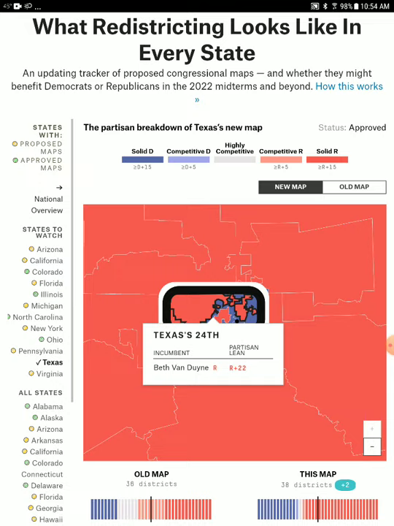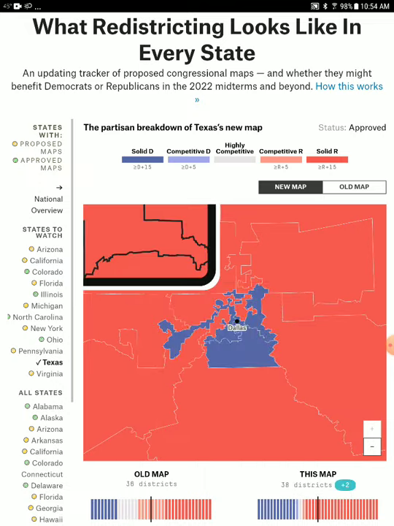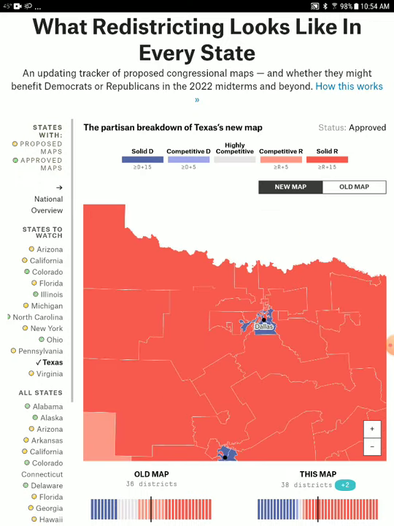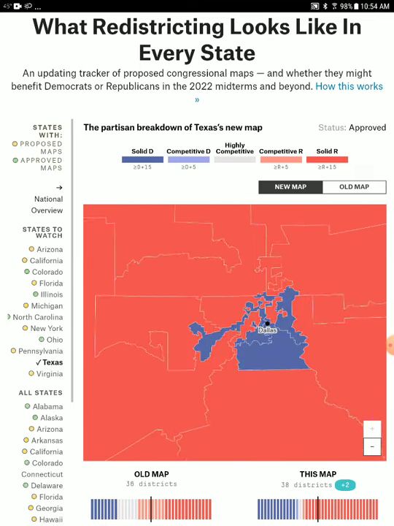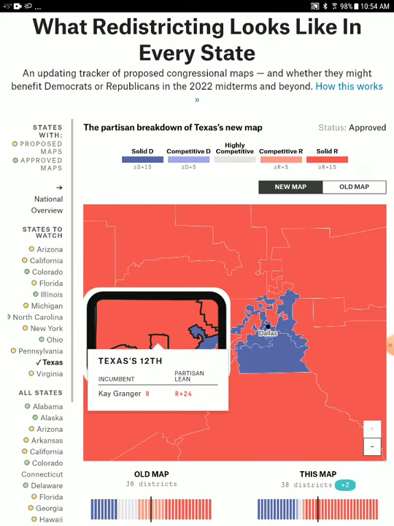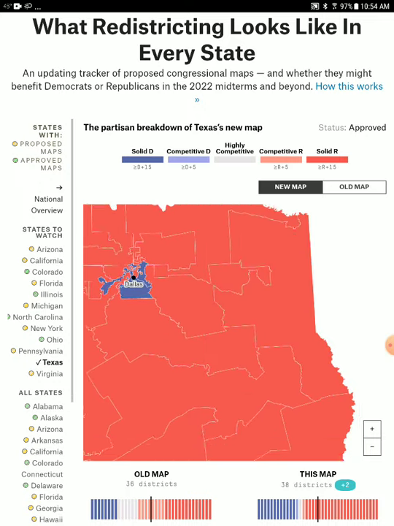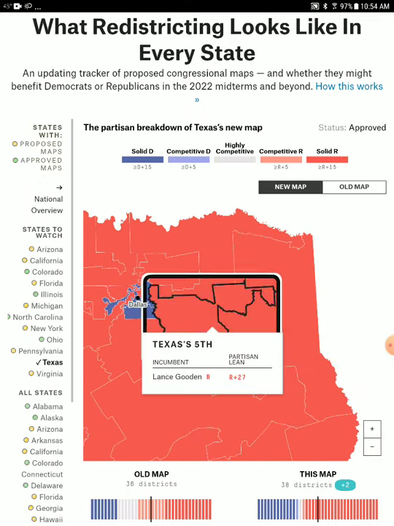Texas's 24th is another really bad one. We have this more rural area, then we have a bunch of patches in the suburban areas. Yeah. We also have Texas's 25th and Texas's 12th, which are also pretty bad and egregious. Texas's 1st is not that great either, and Texas's 5th.